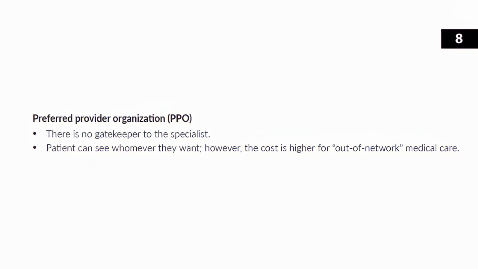Then a preferred provider organization, or PPO, is where there's no gatekeeper to see the specialist. As a result, individuals don't have to go to their PCP. They can choose whatever specialist they want. So the patients are happier with this. However, the cost is still higher for out-of-network care. And this plan tended to cost more than the HMO plan because of the higher specialist costs relative to the PCP being able to provide the care. The next question says, what problems came about when HMOs and PPOs were introduced?